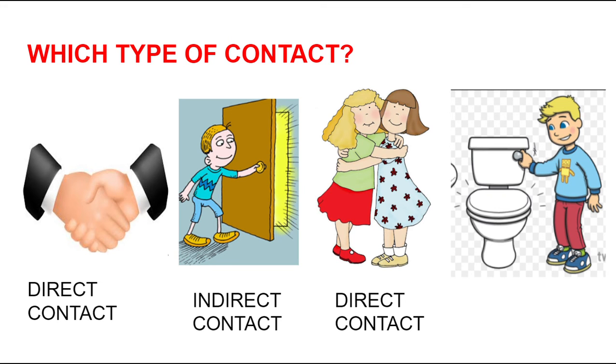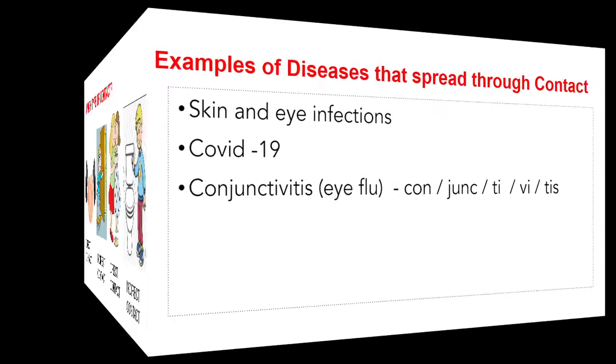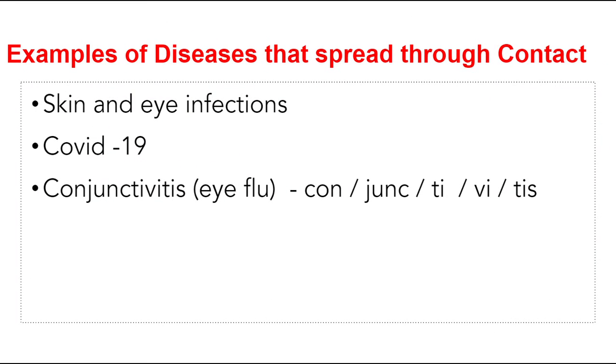And here in the last picture, we can see a boy flushing a toilet. So, this is indirect contact because imagine he is an infectious agent. And now when he touches this and a susceptible person also uses the same flush, he or she is likely to get an infection. Now, such examples of diseases that spread through contact are skin and eye infections, then COVID-19.